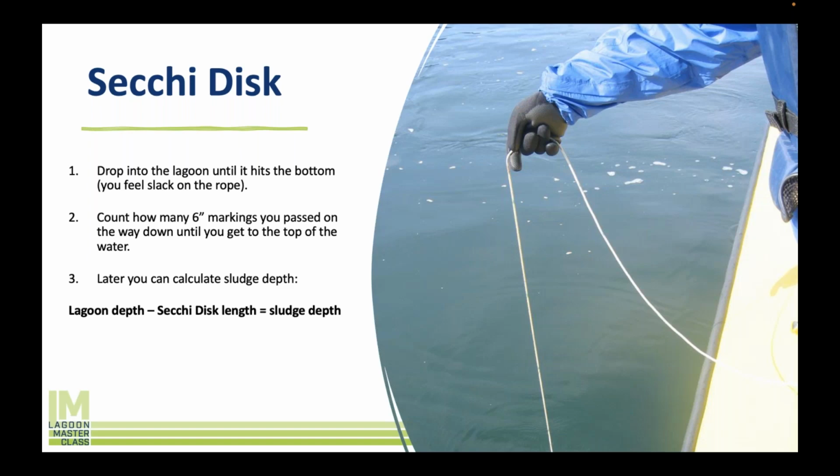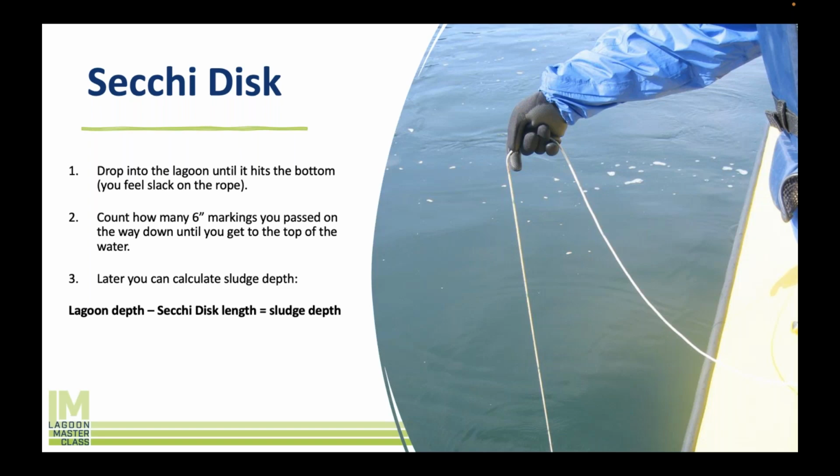You'll feel a little slack, right? Then you're counting how many of those 6-inch increments you did from the bottom to where the top of the water is, and you're writing that down. And simply, the sludge depth is lagoon depth minus Secchi disc depth, so water depth above the sludge equals sludge depth. Very simple mathematics, very straightforward, very inexpensive, great solution.